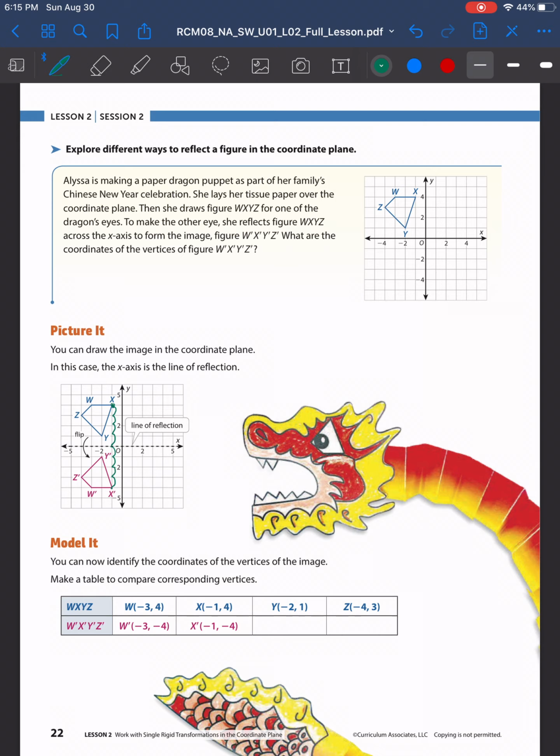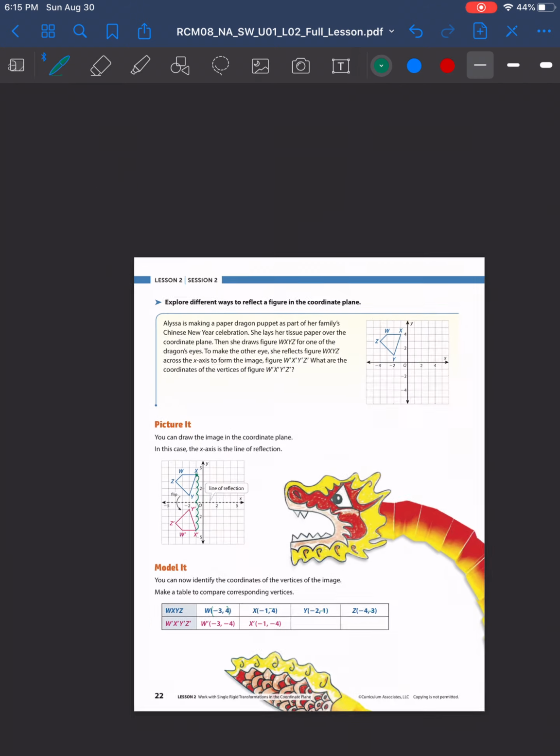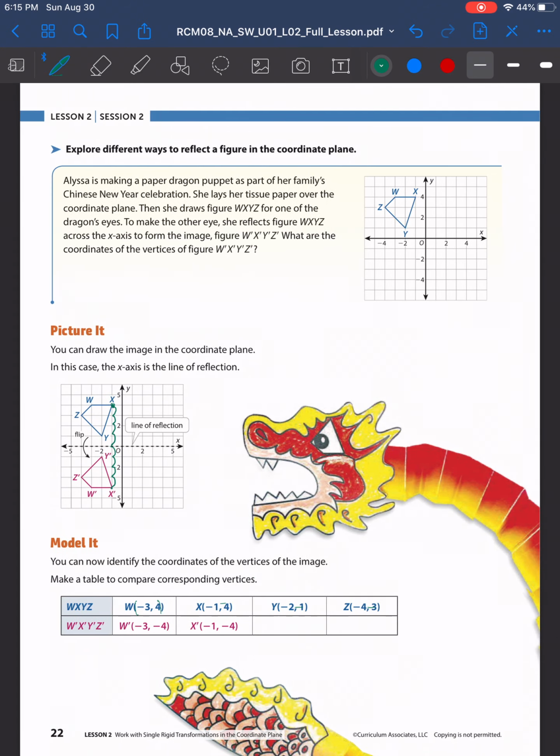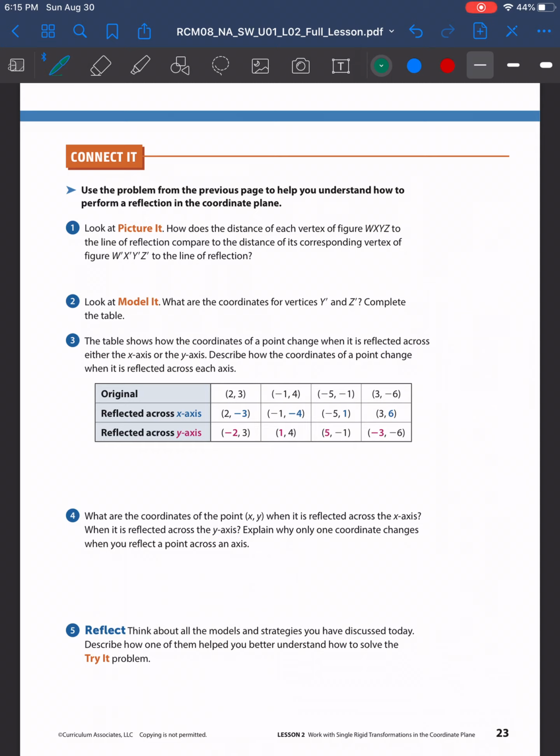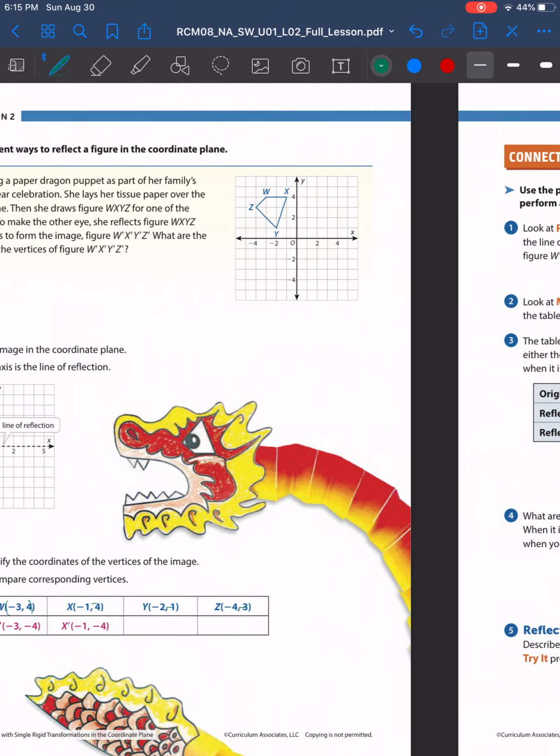If you see, the original W was at -3, 4. The new W prime was at -3, -4. So I can see that the y-coordinate just changed to be negative. There are some really cool patterns you will be able to find with reflecting and translating. All right, look at the picture, which is right over here.